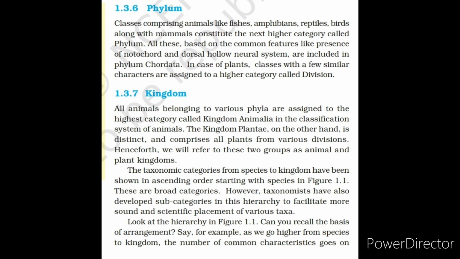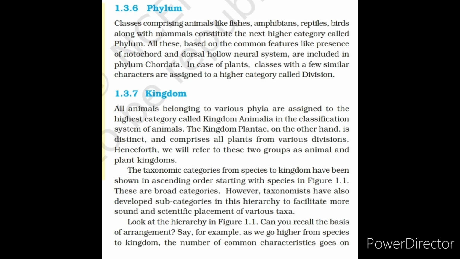Kingdom. All animals belonging to various phyla are assigned to the highest category called Kingdom Animalia in the classification system of animals. The Kingdom Plantae, on the other hand, is distinct and comprises all plants from various divisions. Henceforth, we will refer to these two groups as animal and plant kingdoms. The taxonomic categories, from species to kingdom, have been shown in ascending order starting with species in Figure 1.1. These are broad categories. However, taxonomists have also developed sub-categories in this hierarchy to facilitate more sound and scientific placement of various taxa. Look at the hierarchy in Figure 1.1.